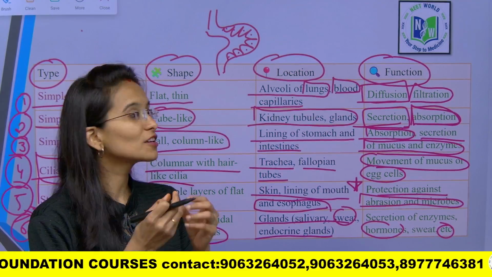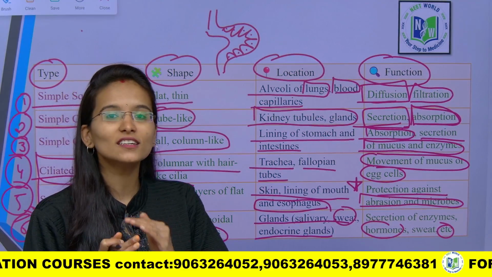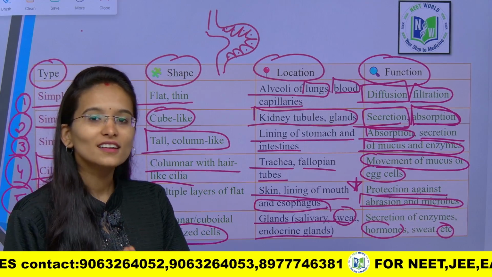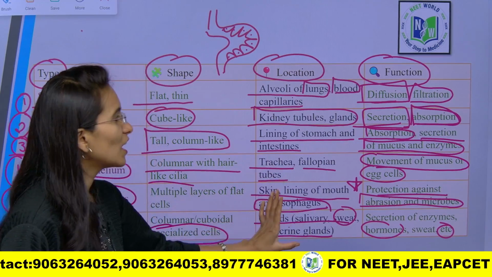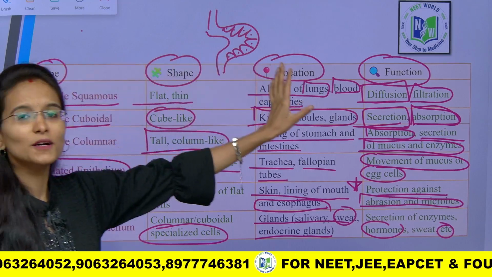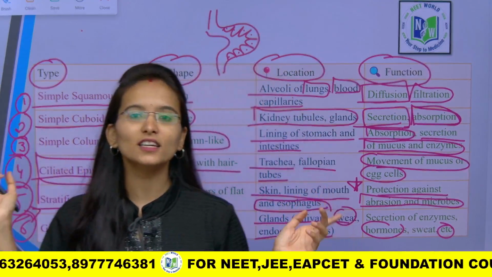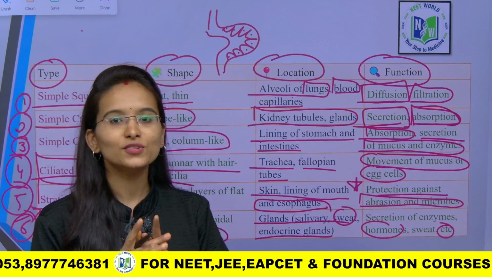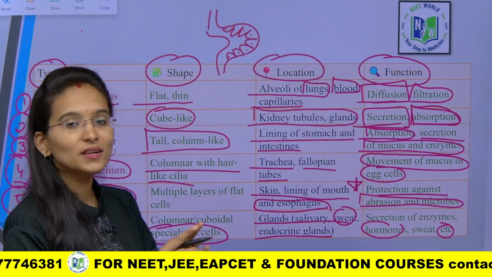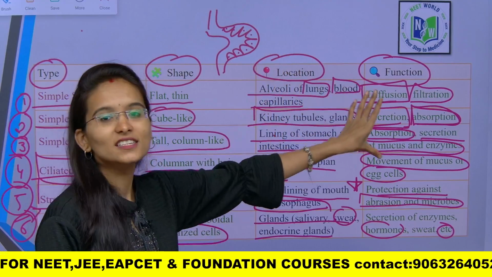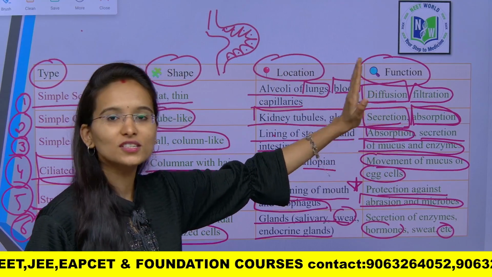tube. That tube is called a duct. Through the duct all the hormones and some enzymes are released; that is called the glandular epithelium. Clear with this important tabular form? In this way you need to prepare the concept of epithelial tissue: its shape, type, and the next, location and function. When you are perfect with this, then you can easily attempt the last column also, its function.